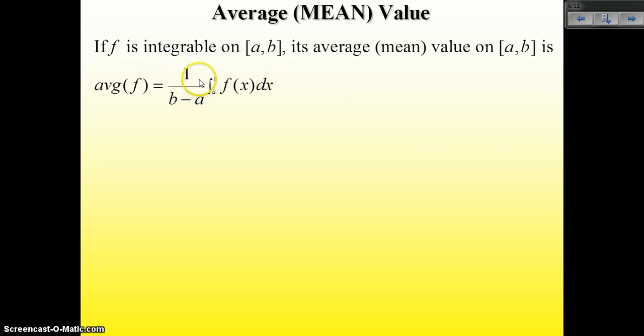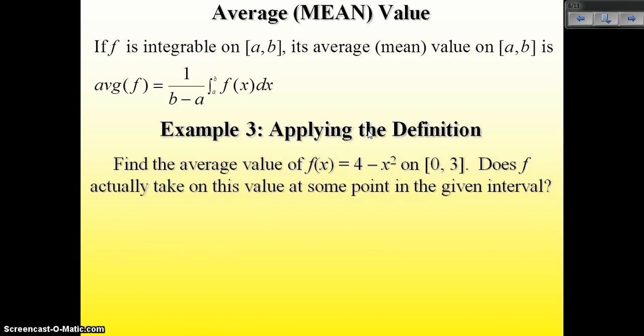But what we do to get the average, if you think about what average is, where you take the total amount and you divide by the number of things that you have. Well, how many spots are there between a and b? Well, to find that, we just do b minus a, the second number minus the first number. And so here we have the total amount divided by the number of things, and that gives us the average.